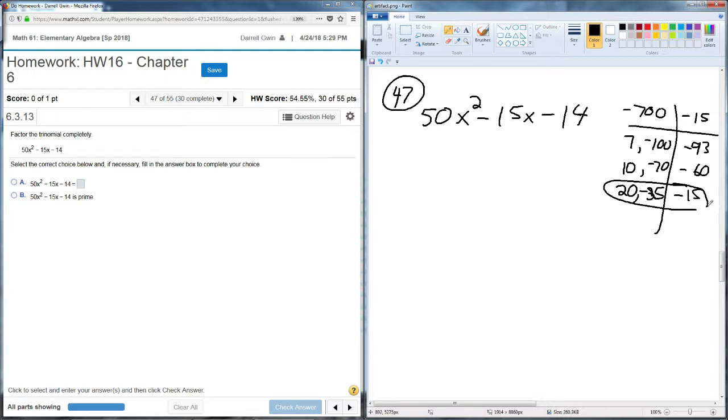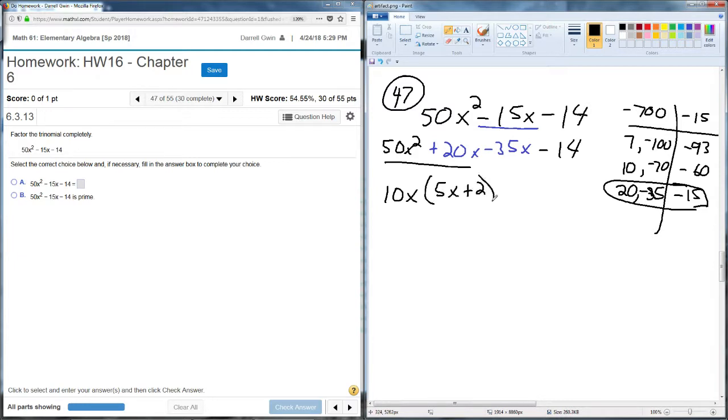Wow. Didn't take me too long. 50x squared. Let's do this one in blue. 20 minus 35 is going to be -15x. Alright. The first two terms definitely have a GCF of 10x. The leftover is 5x plus 2. Copy that 5x plus 2.